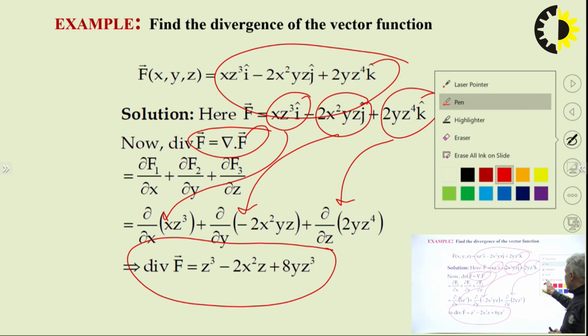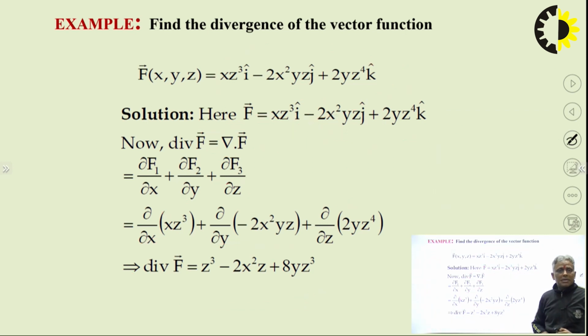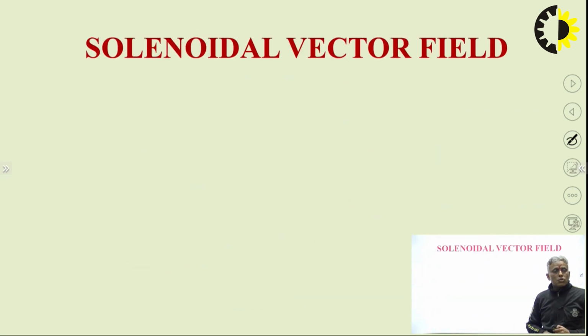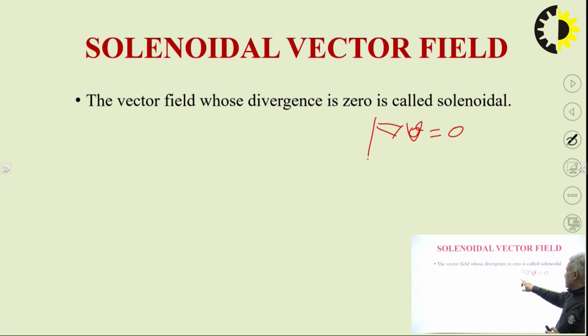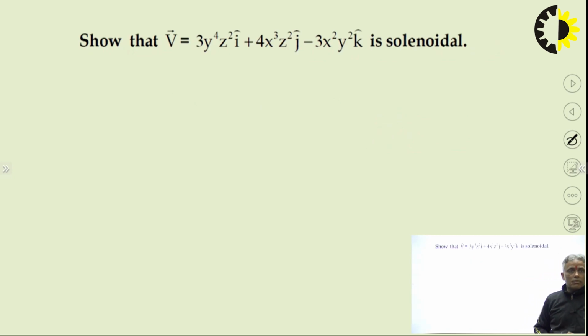Students, keep in mind, the divergence of a vector quantity is a scalar. Solenoidal vector point function: what is solenoidal? A vector field whose divergence is 0 is called solenoidal. Suppose del dot v is equal to 0, that means v is solenoidal, that means there is no loss of fluid. That is called the equation of continuity of the fluid, right?